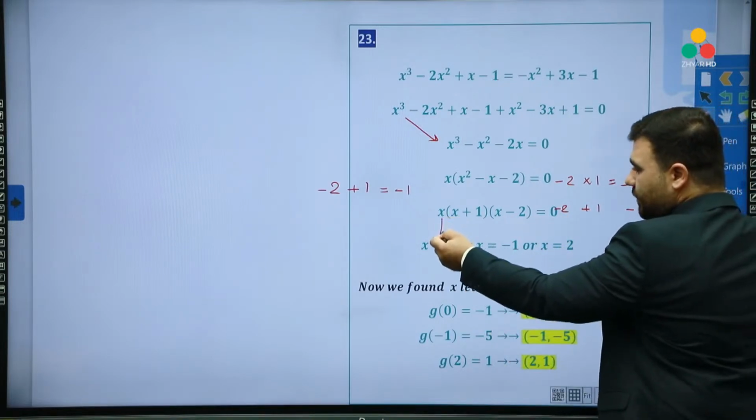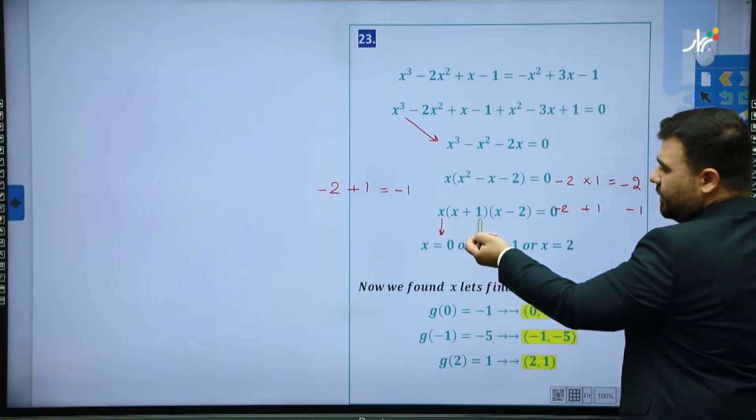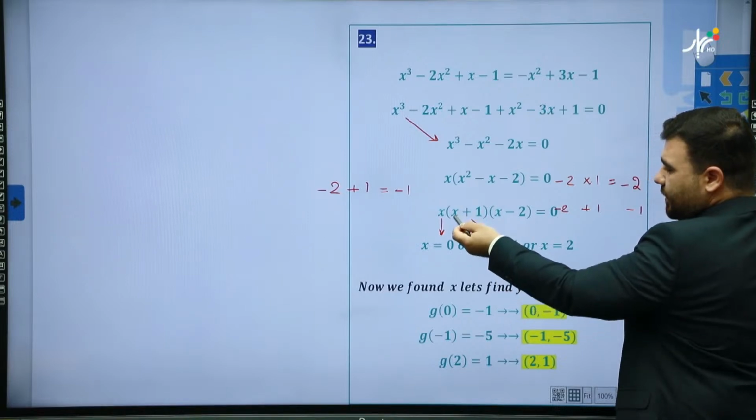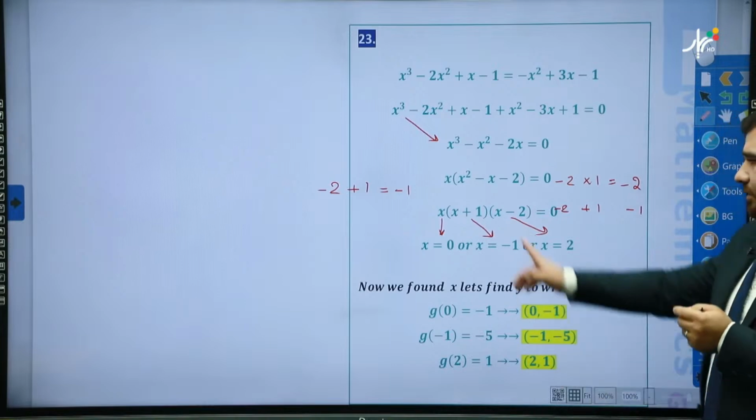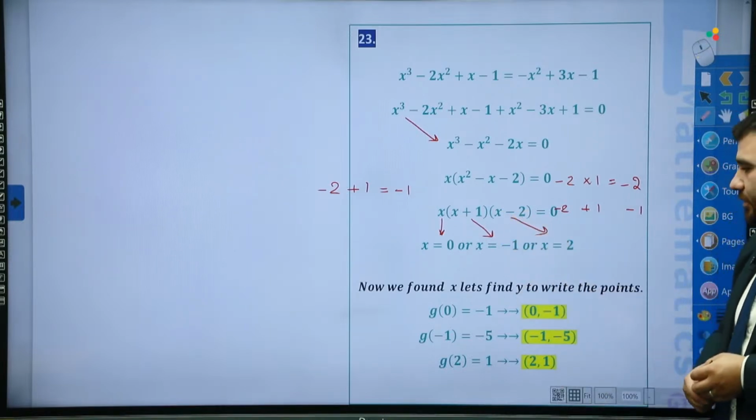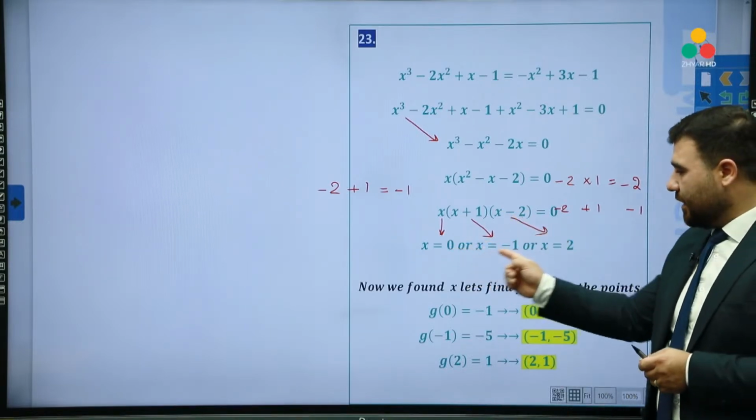Then either x is 0, or if x plus 1 is 0, x is negative 1, because negative 1 plus 1 is 0. If x minus 2 is 0, x is 2, because 2 minus 2 is 0. Now I have three x values.